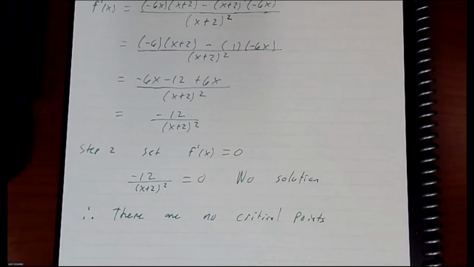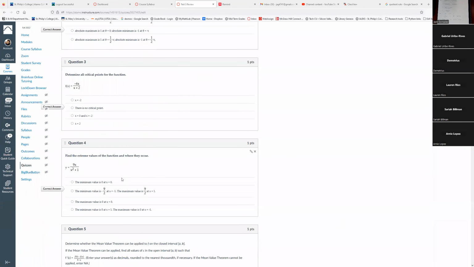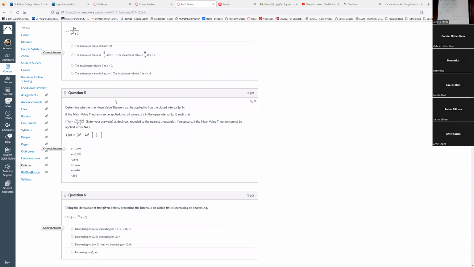Let's look at the questions again. So 3 and 4 are very similar. They just say find the critical values. I told you we're not gonna worry about number 5. So if you make a note of it, if you see any question with mean value theorem, just go ahead and skip it.